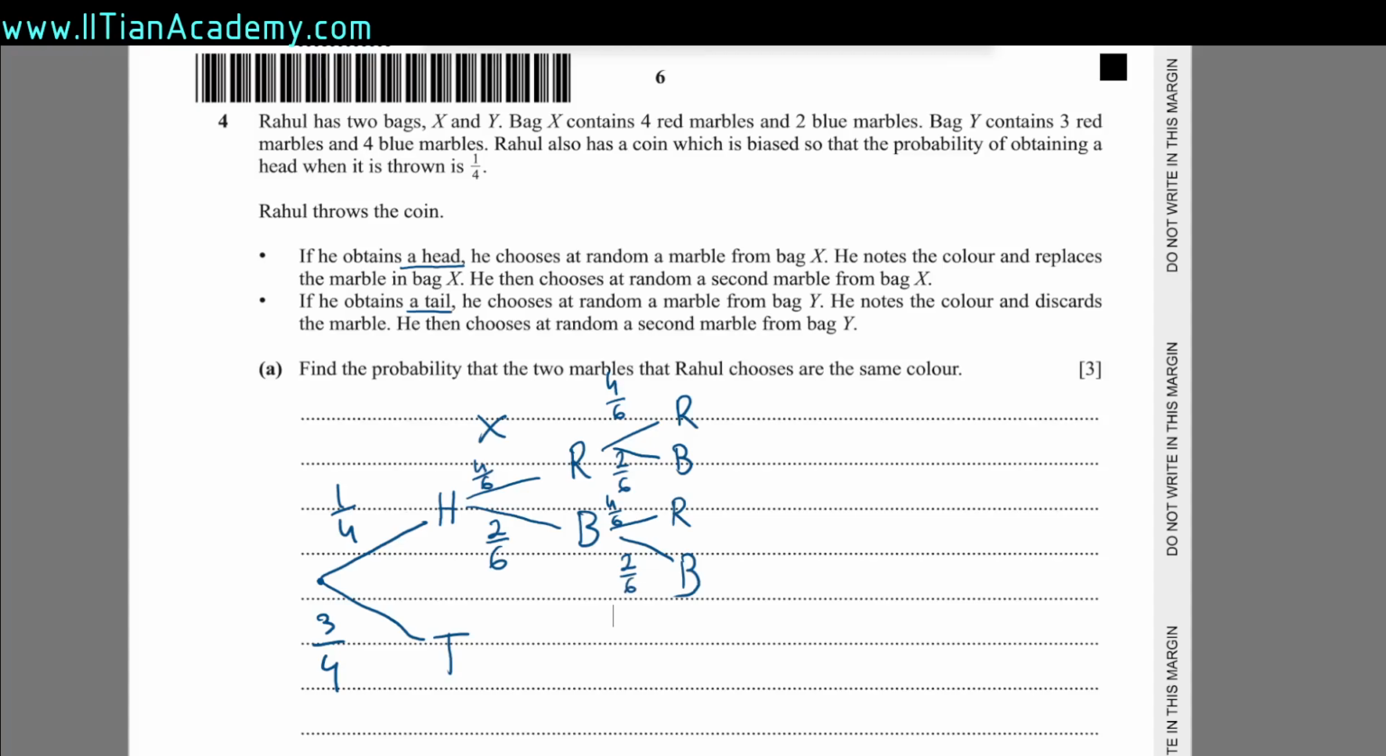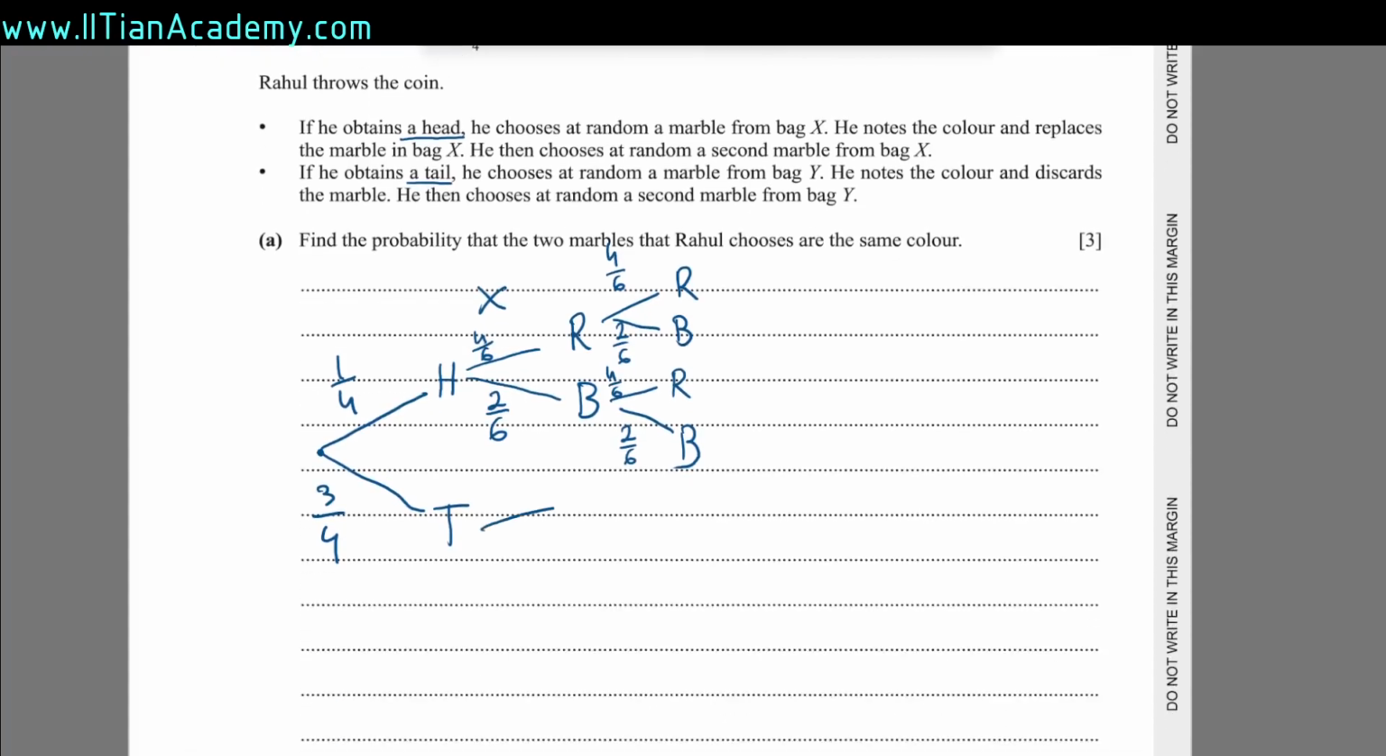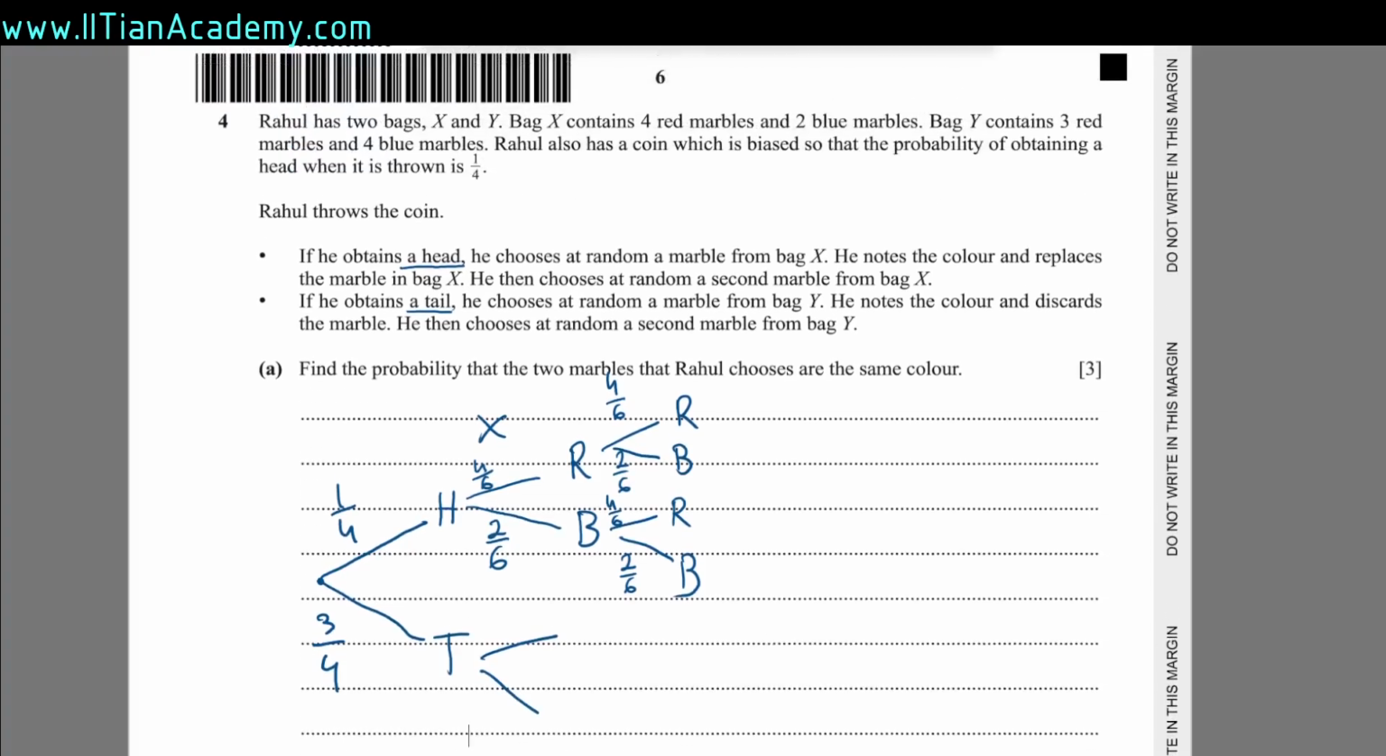And then the same thing we can do for tails. So we look at the bullet point. Bag Y has 3 red marbles and 4 blue marbles. So again, red and blue. And then this will have a probability of 3 over 7. This will be 4 over 7. However, now he discards the marble, therefore we do not replace it.